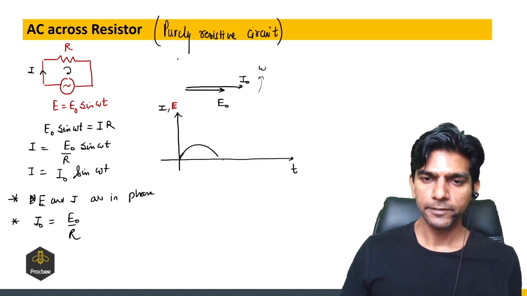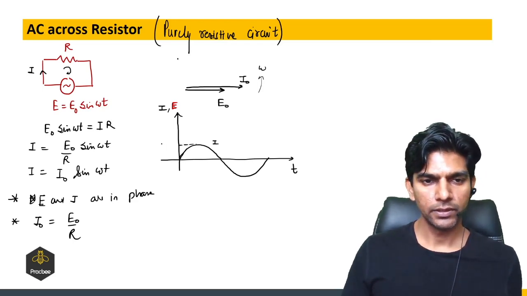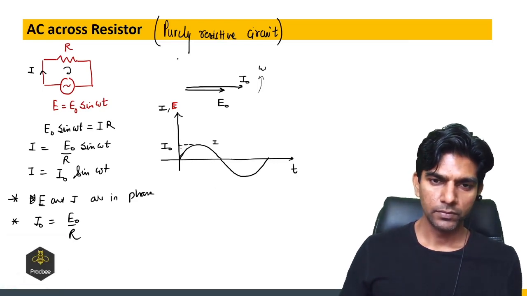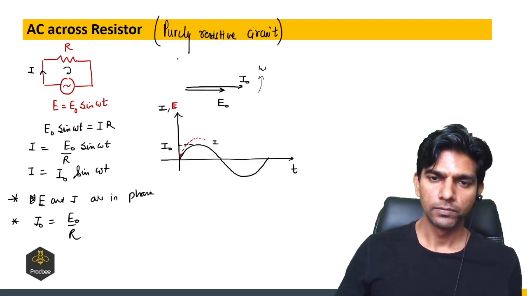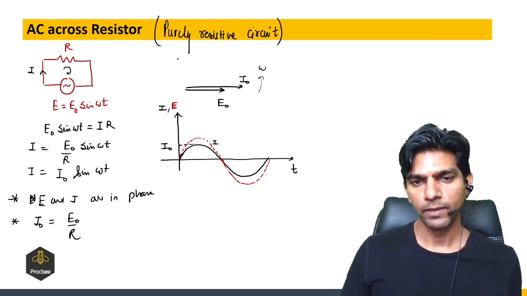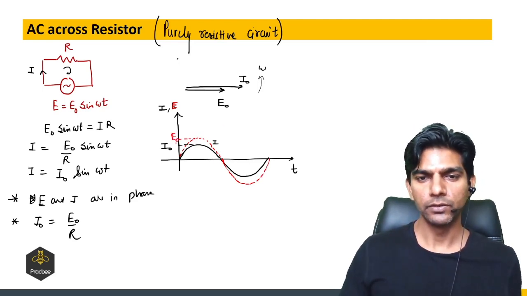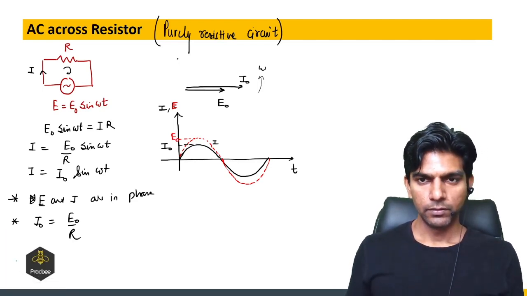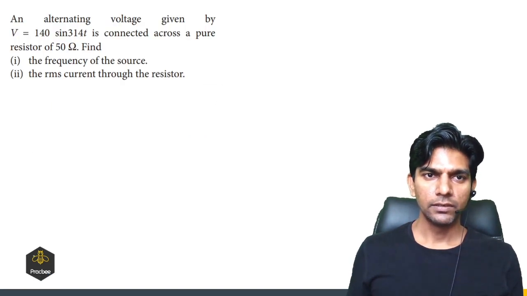So let us say this is the current through the resistor, and this value is I naught. Similarly, we can show the voltage. This is the voltage applied across the resistor, and this peak value is E naught, right? So that you should remember. Now let us see some questions.